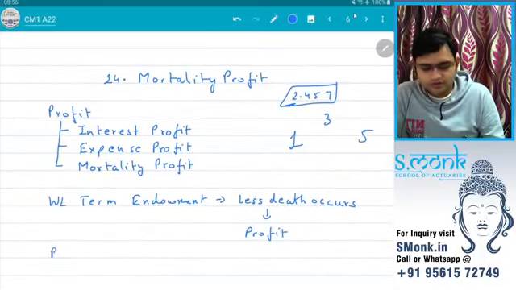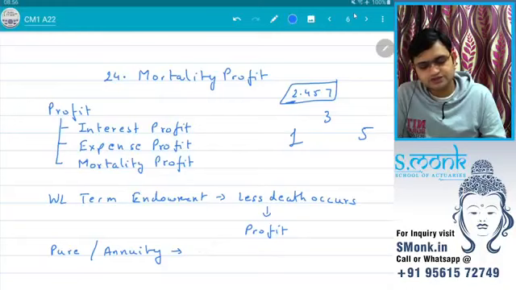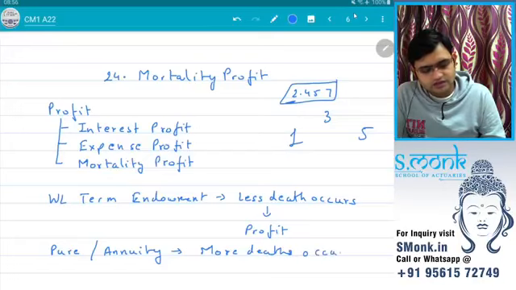If we are talking about pure endowment, or some annuity style policy that we saw yesterday, remember, when we were calculating the probability style question. In this, if more deaths occur, then we will have profit.